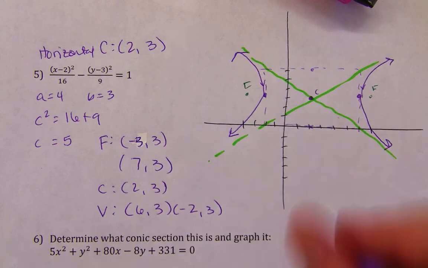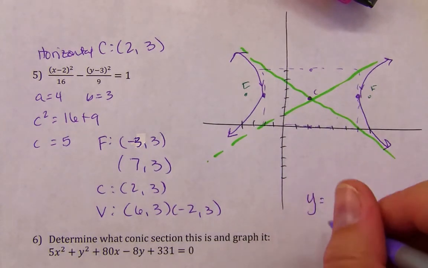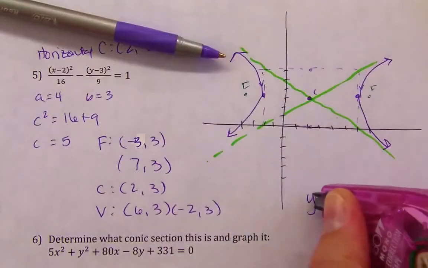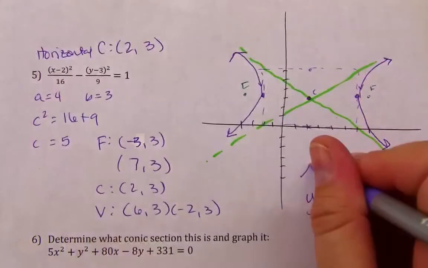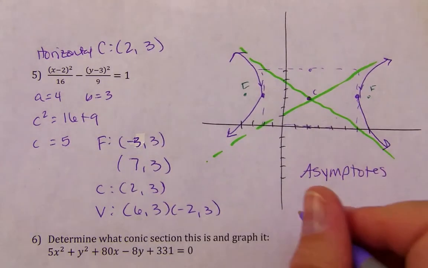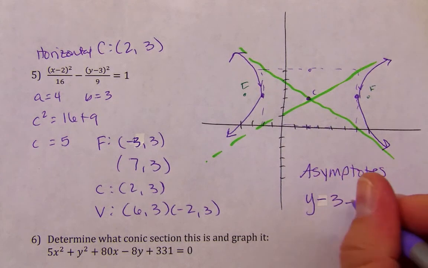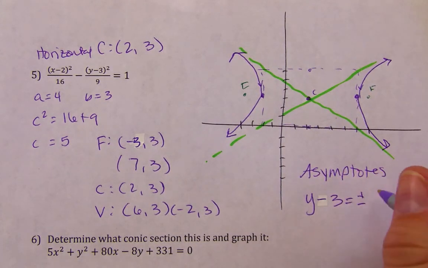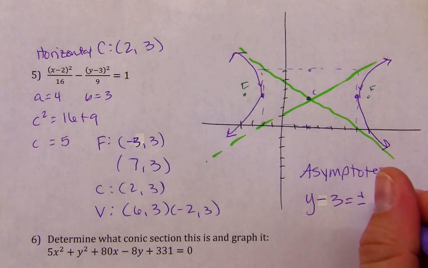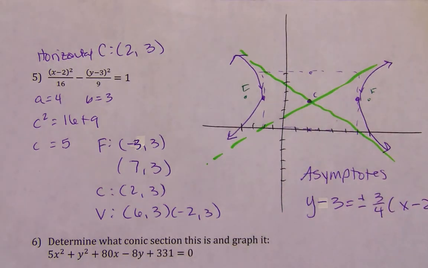Now, we also need to write our asymptotes, and that's using the equation on the previous page. So, our asymptotes, the equation for our asymptote, it's going to be y minus, using our center, the y value, 3, equals plus or minus. And then we've got our b over a, and that's 3/4, and x minus 2. And we'll stop there for this one.